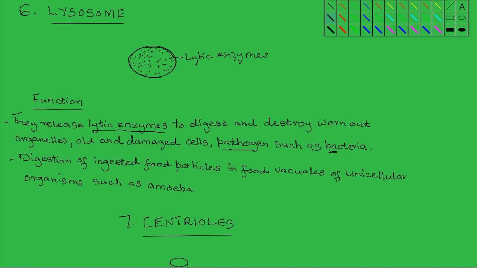In the same fashion, that is through the release of lytic enzymes, lysosomes digest ingested food particles in certain unicellular organisms such as amoeba. Amoeba feeds by engulfing solid food particles, forming food vacuoles. Then the food vacuoles are surrounded by lysosomes which rupture, and upon rupturing release the digestive enzymes into the food vacuole. The enzymes break down the food substance and the products are absorbed into the surrounding cytoplasm.